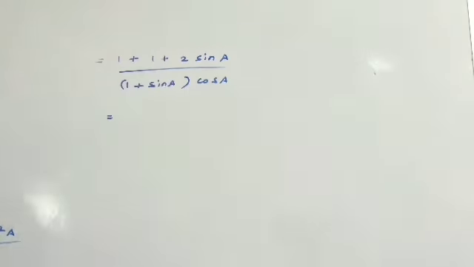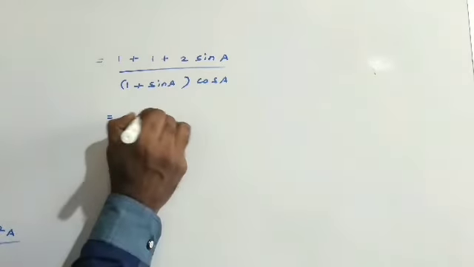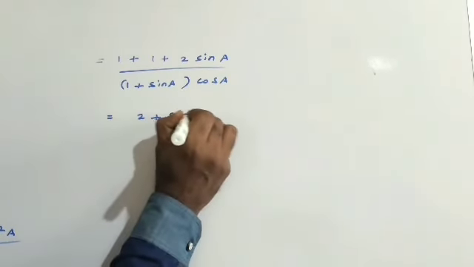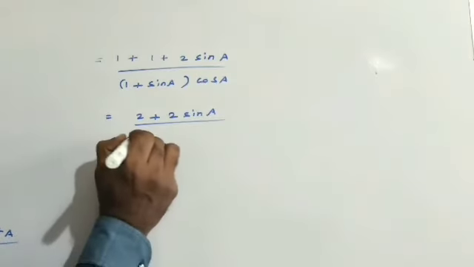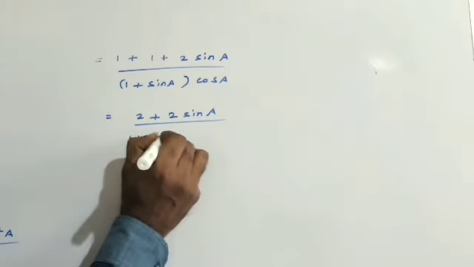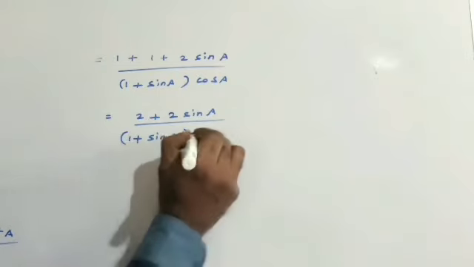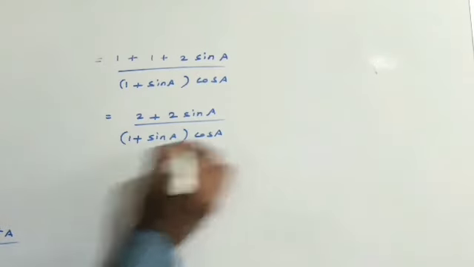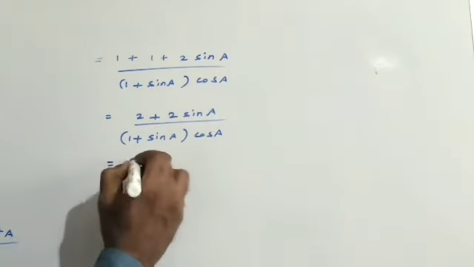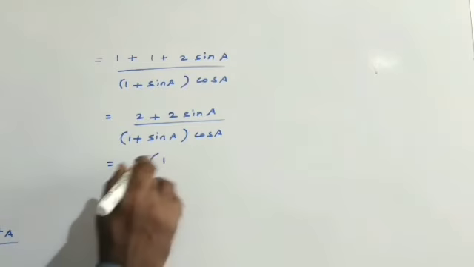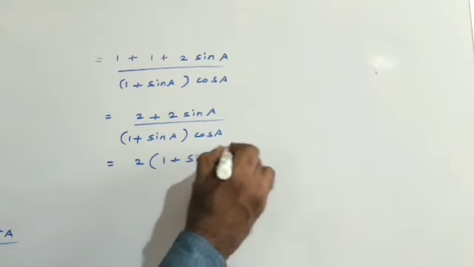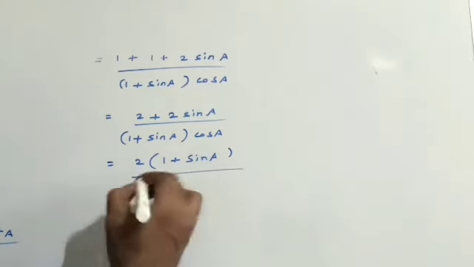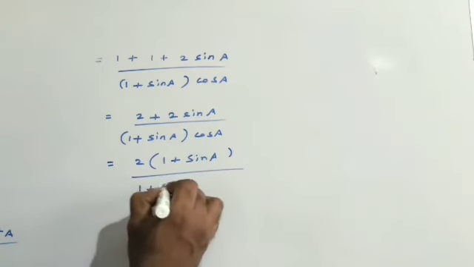Adding these two terms gives 1 plus 1, that is 2, plus 2 sin A. In the denominator we have (1 plus sin A) into cos A. Now we can take 2 as common: 2 into (1 plus sin A), that is 2 plus 2 sin A, divided by (1 plus sin A) into cos A.